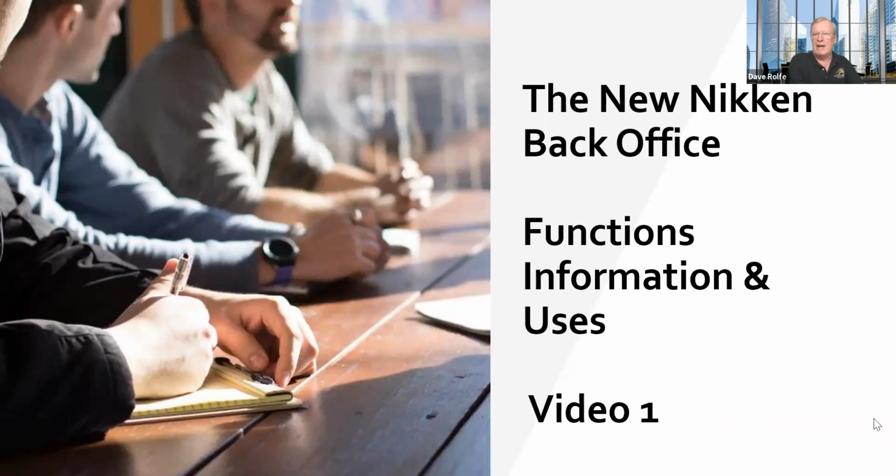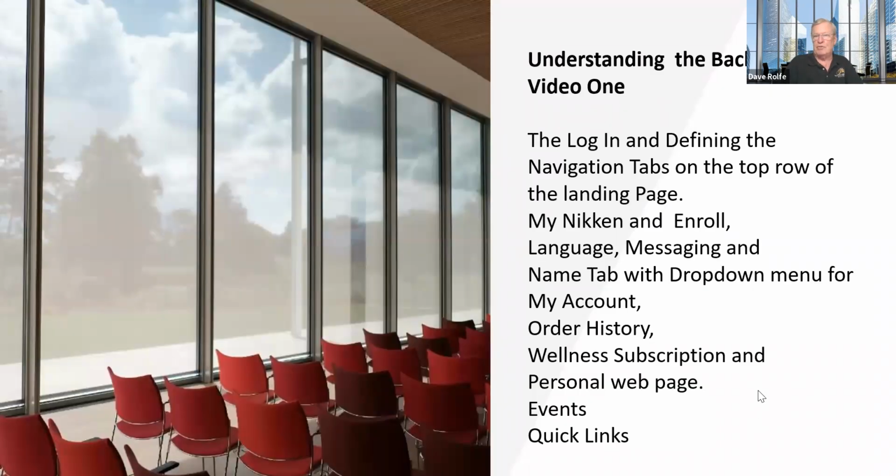Okay, the new Nikken back office. Functions, information, and uses. And this is video one of two videos. So first, understanding the back office, video one. We're going to talk about the login, a definition of terms, the navigation tabs on the top part of the landing page, My Nikken and Enroll, the language button, messaging, and the name tab with the drop-down menu for My Account, Order History, Wellness Subscription, Personal Web Page, and then we'll cover events and quick links. That's what we're going to do in this video.